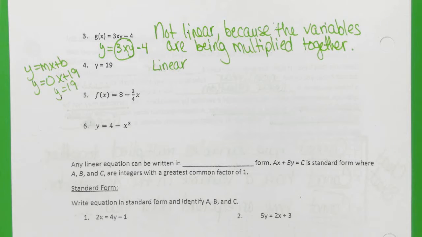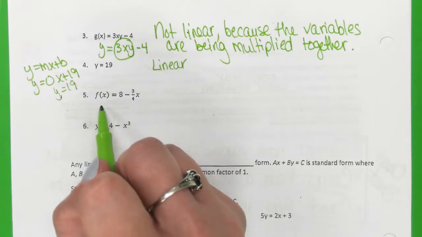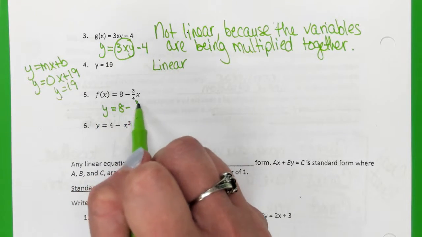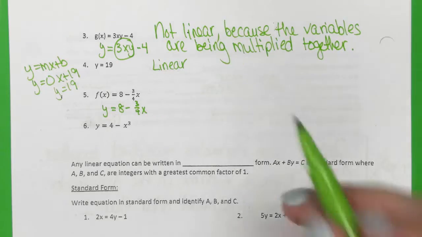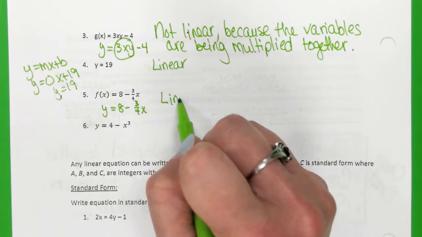All right, what about number 5? F of x is the same as y. Any variables being multiplied together? Any variables in the denominator? Any exponents other than 1? So linear or not linear? Linear. There you go. Beautiful.